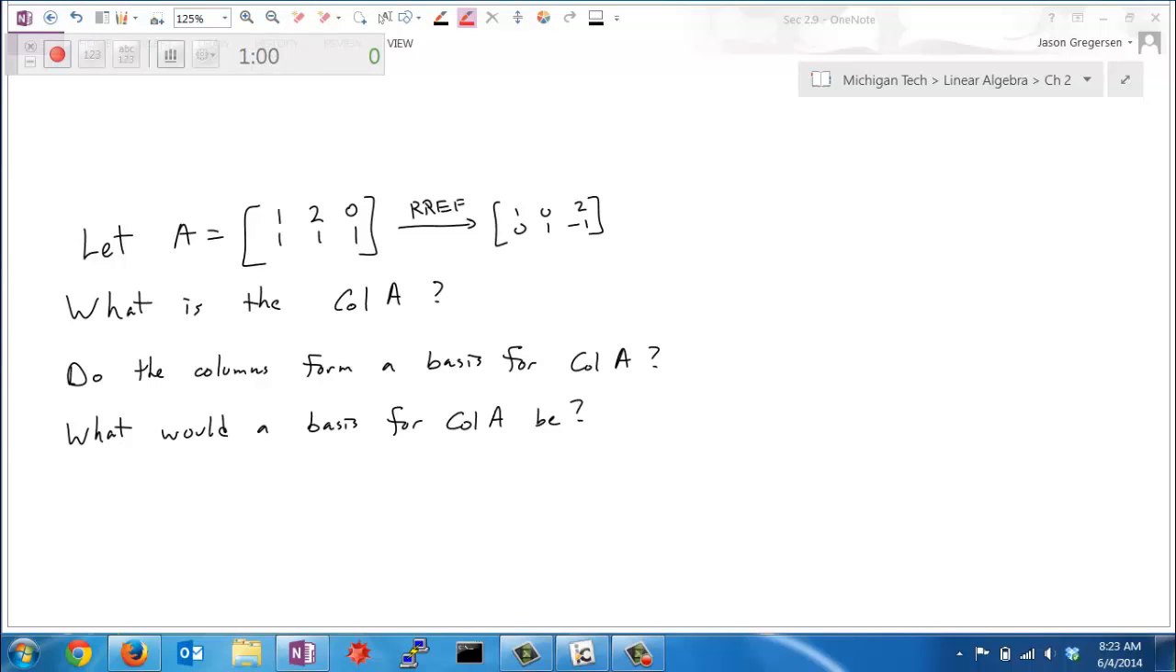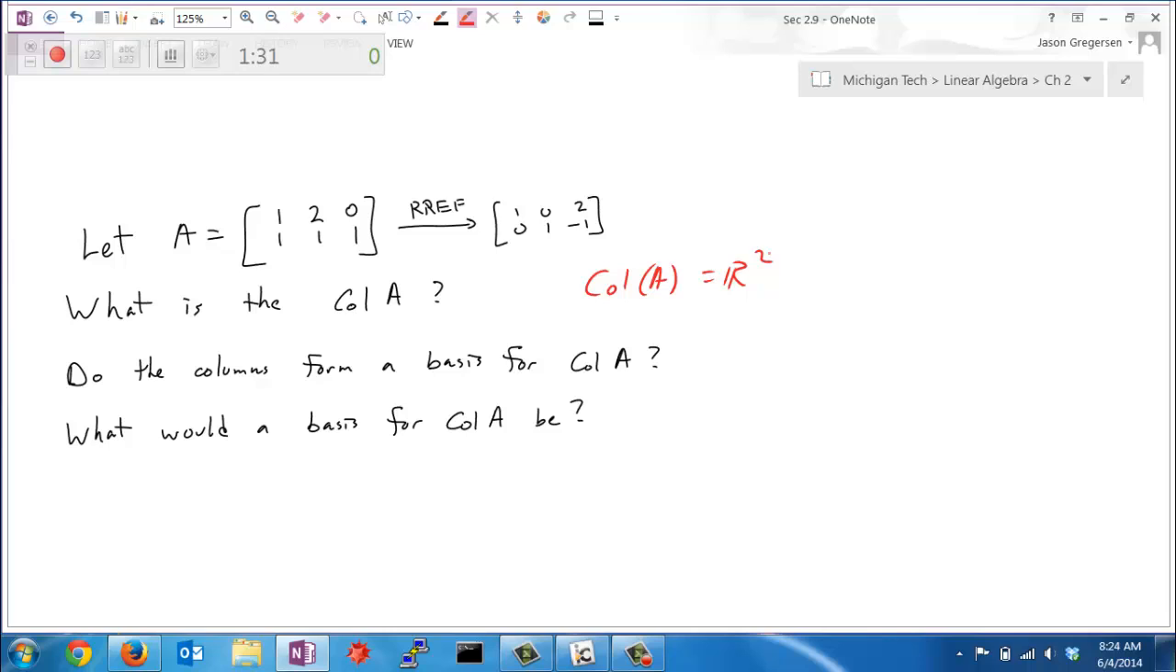Well, in the last problem, we found out that this transformation was onto. That actually the span was all of R2. So in this case, the column space of A is equal to R2. Now that's a nice way to write that one because it's all of R2. If it wasn't all of R2, if it was some subspace of R2, I have to find a way to describe that space.